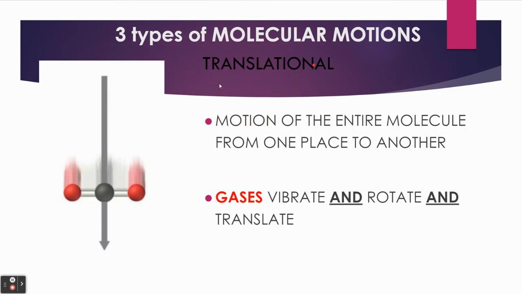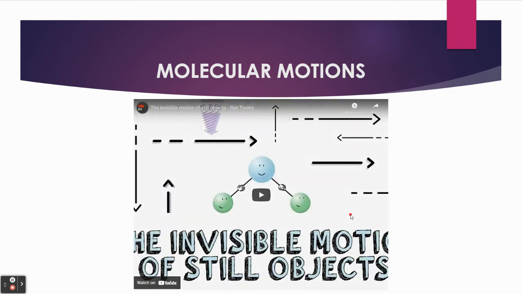And then we also have translational motion, where you're actually moving from one place to another. Gases experience this. Gases can do their vibration, they can do the rotational, and they can do the translational. So gases have the most types of motion available to them. If you want to see the molecular motions in more detail, you can watch this great TED Talk here about how particles move. You can see vibrational, translational, and rotational in action. Great little visual.